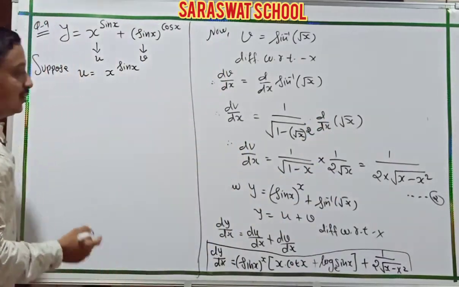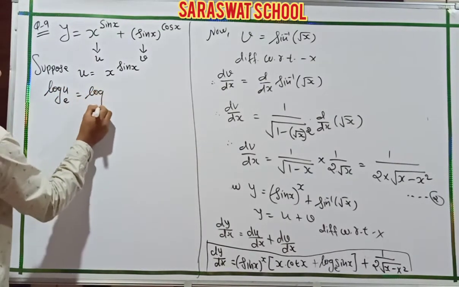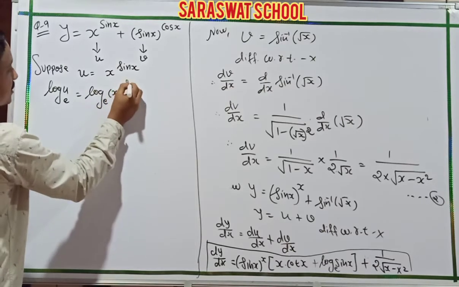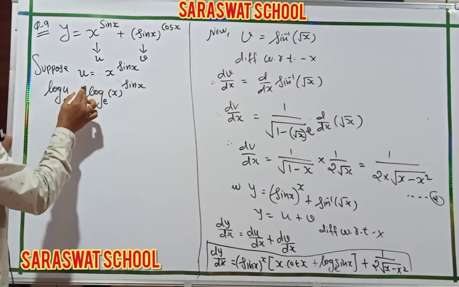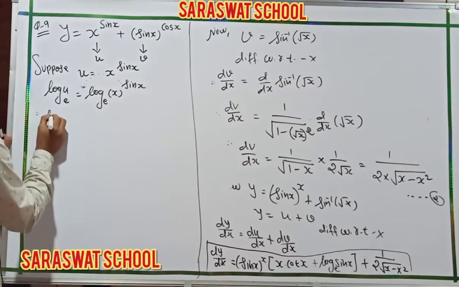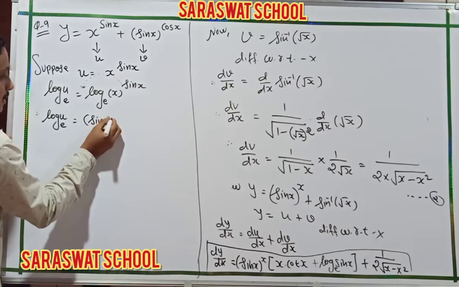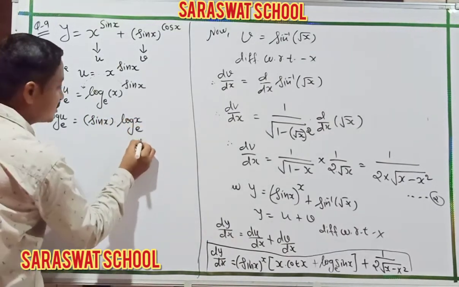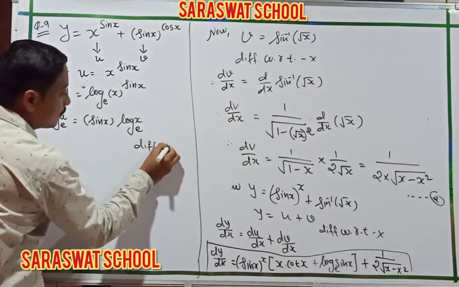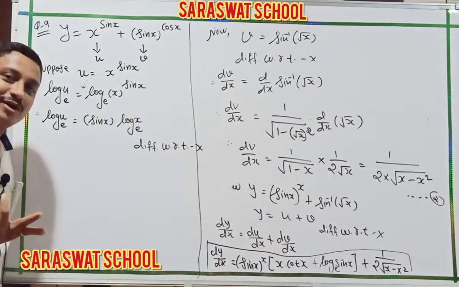First of all, u. Taking log on both sides with base e. So x raised to sin x, and this sin x, students, you take outside. So what you get? Log u base e equals sin x into log x base e. And now start differentiation with respect to x.